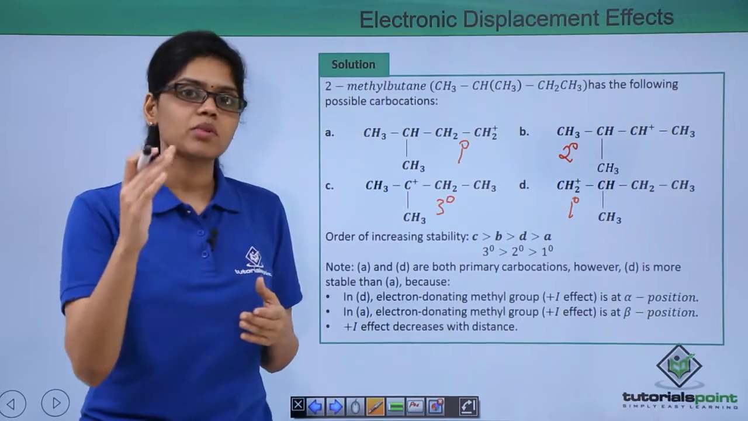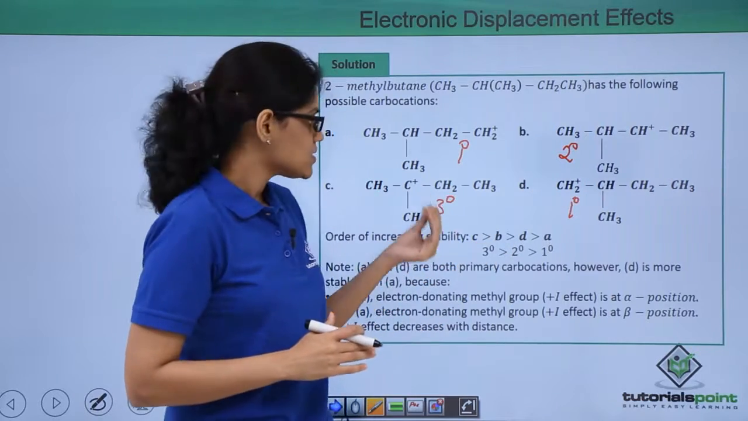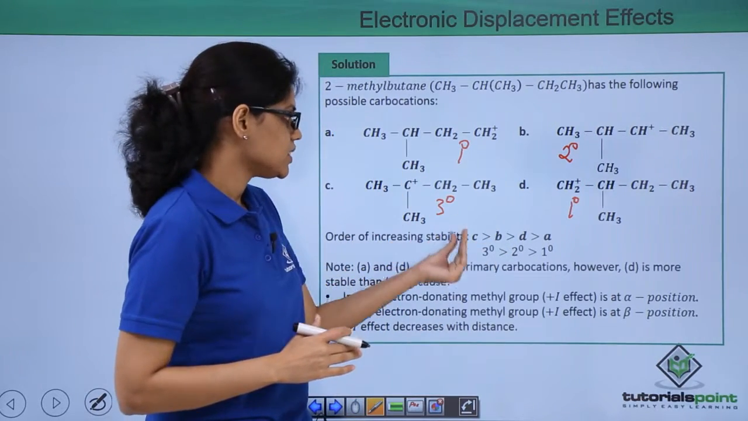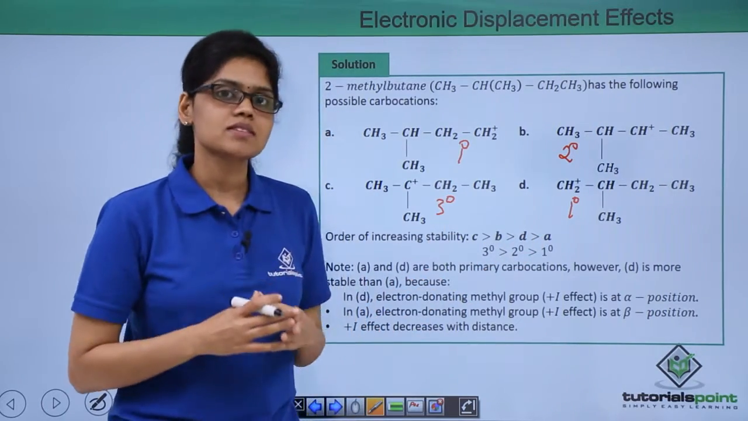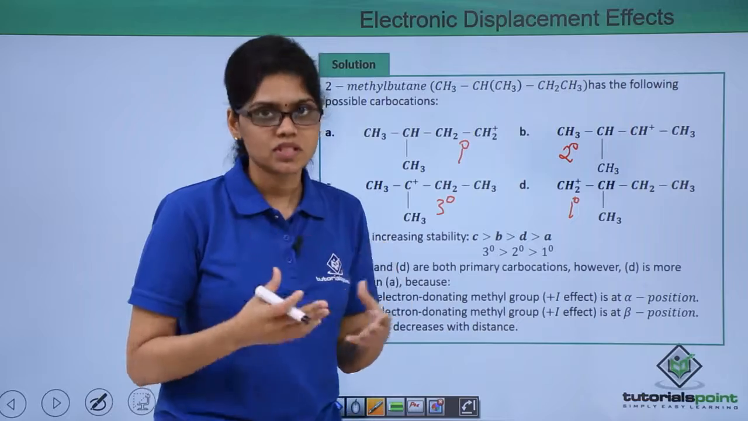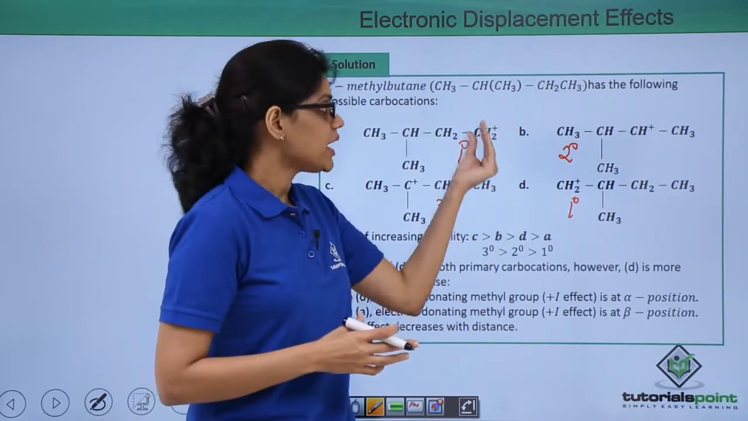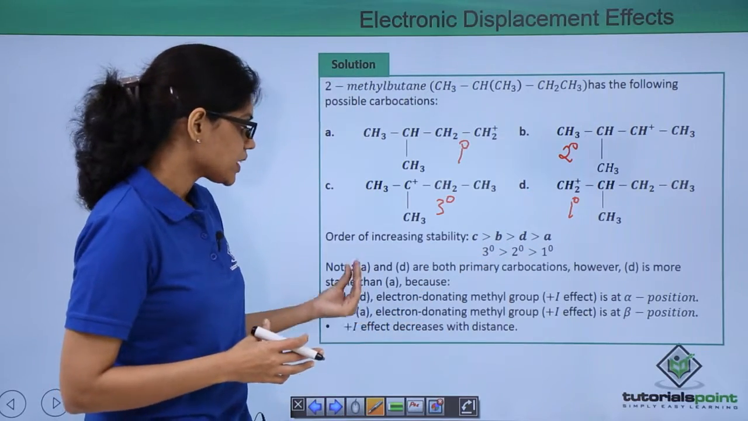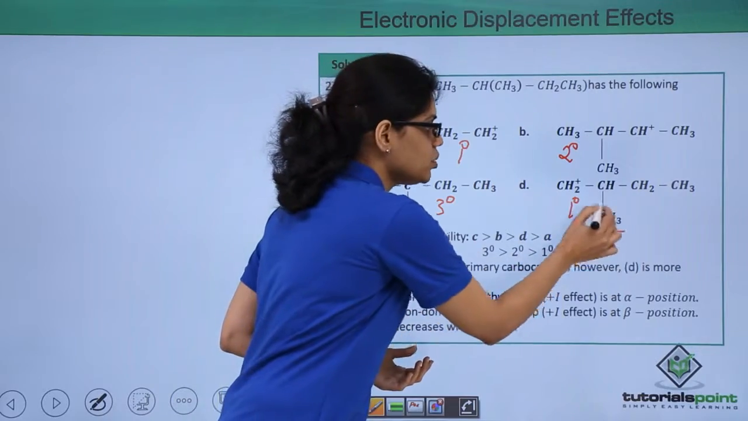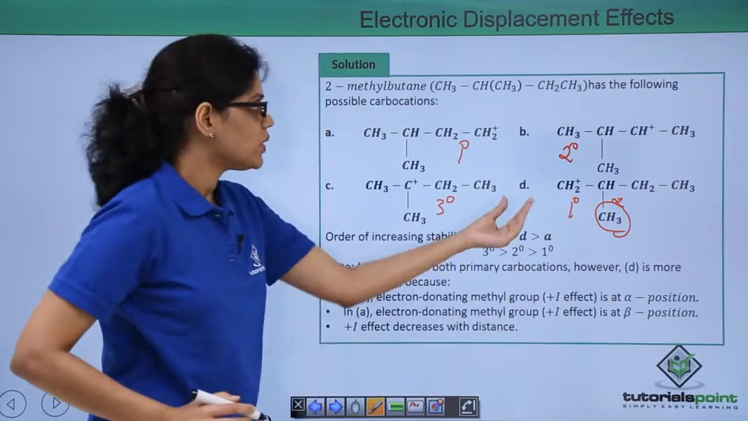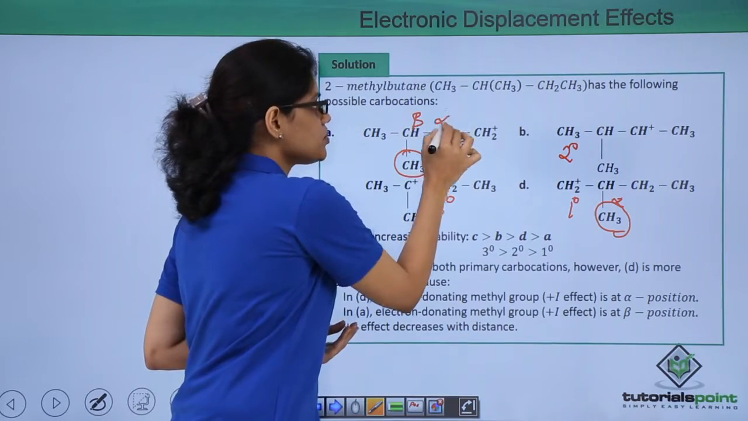We know that the order of carbocation stability would be tertiary greater than secondary greater than primary, such that this particular structure, that is C greater than B greater than, now you have 2 primary carbocations and you need to decide which among these carbocations will be more stable. So primary will be obviously least stable as compared to secondary and tertiary, but among them we can see that in structure D you have the electron donating methyl group at alpha position, whereas in this particular structure you have the electron donating methyl group at the beta position.